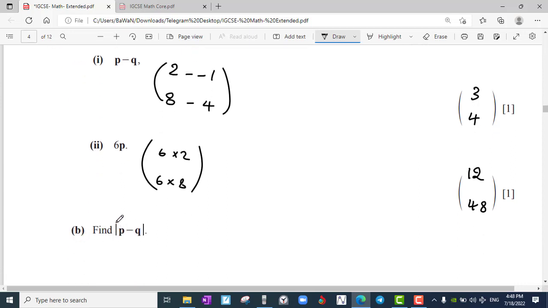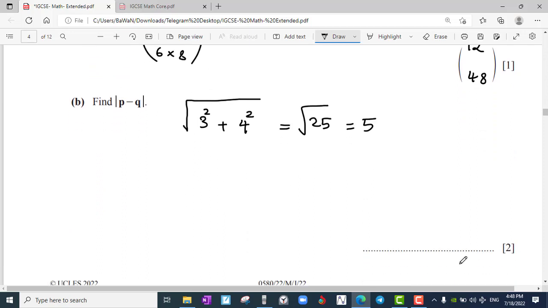Now we need to find the magnitude of P minus Q. Okay, the rule is square root. We already have P minus Q, which is 3, 4. 3 squared plus 4 squared. 3 squared is 9, 4 squared is 16, 9 plus 16 is 25, and the square root of 25 is equal to 5. So this length, or magnitude, or absolute value, is 5.